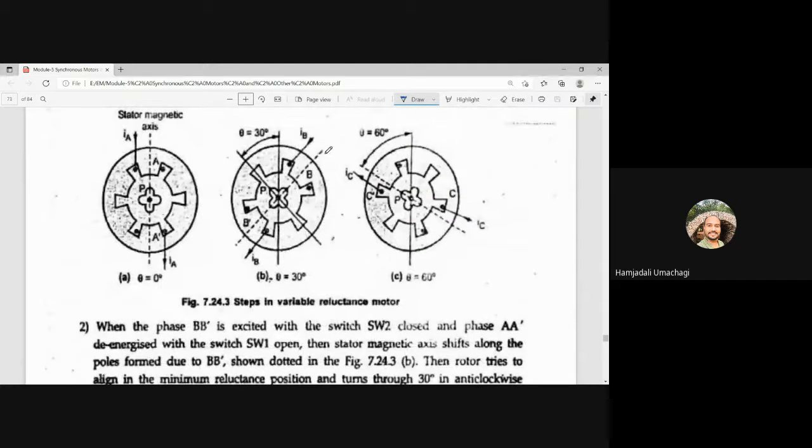So now, after applying the power supply for phase B, this is the magnetic axis, and this is the minimum reluctance position, and here only the rotor will rotate. Rotor will rotate by making theta equal to 30 degree in anti-clockwise direction. Earlier it was theta equal to 0 degree. This was the point P, and now this point P has been shifted to theta equal to 30 degree in anti-clockwise direction, and this is the new position of the rotor.